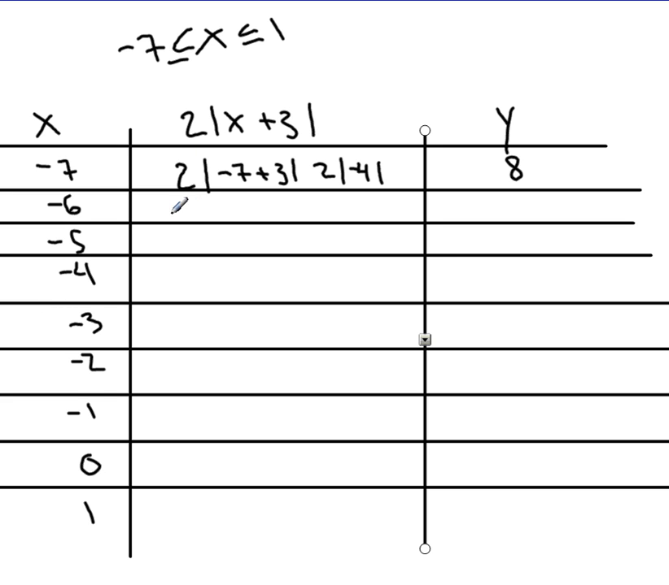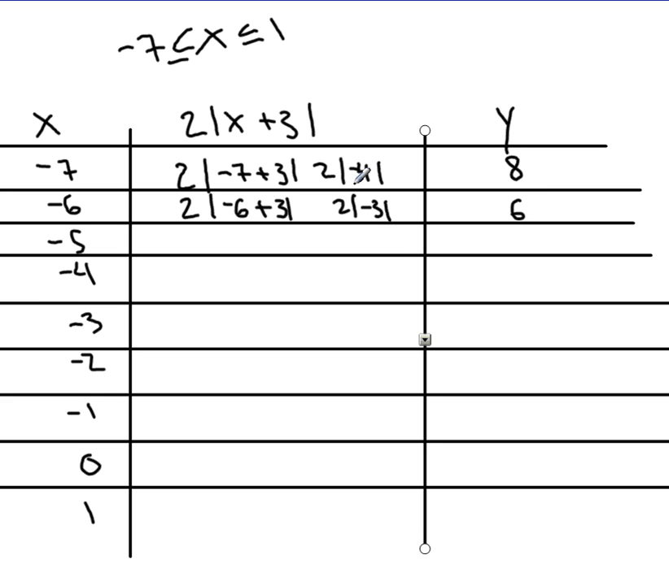Negative 7, 8. Then you've got 2 times the absolute value of negative 6 plus 3. That's going to be 2 times the absolute value of negative 3. Absolute value of negative 3 is 3. And that's going to be 3 times 2, that's 6.